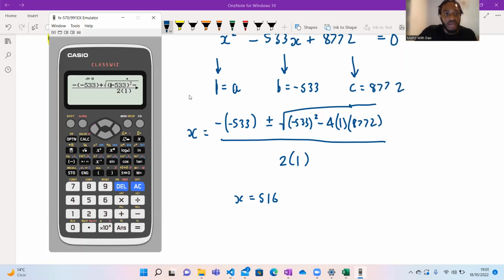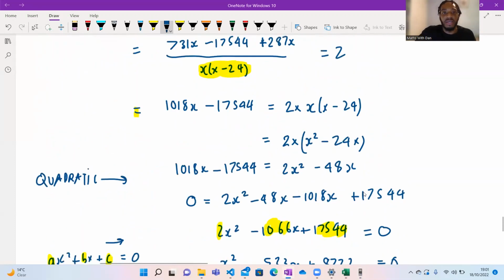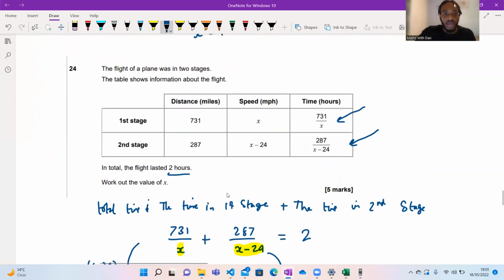So I'm going to change this to a minus, because remember, the formula says plus or minus. Change this to a minus to find out the other solution, and I get 17. So I've got two answers, x equals 516 or x equals 17. If I go back to the question, it says work out the value of x, value, singular, not plural. So it's either x is equal to 17 or x is equal to 516.